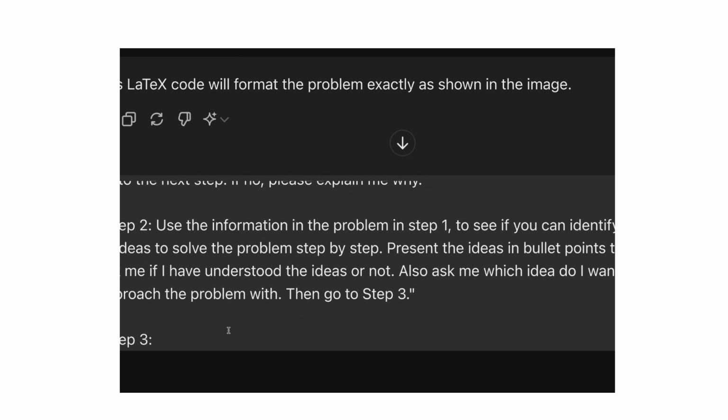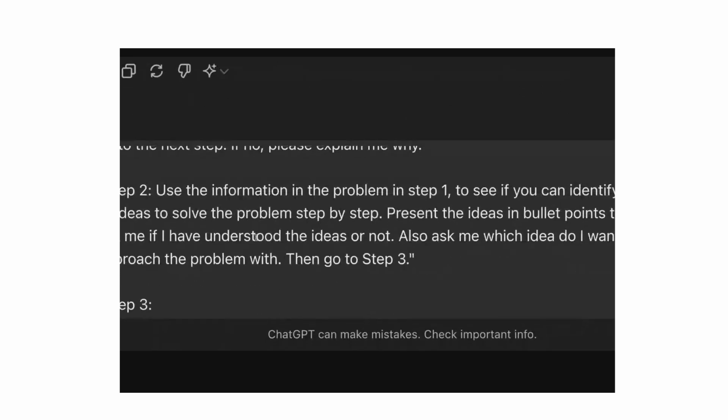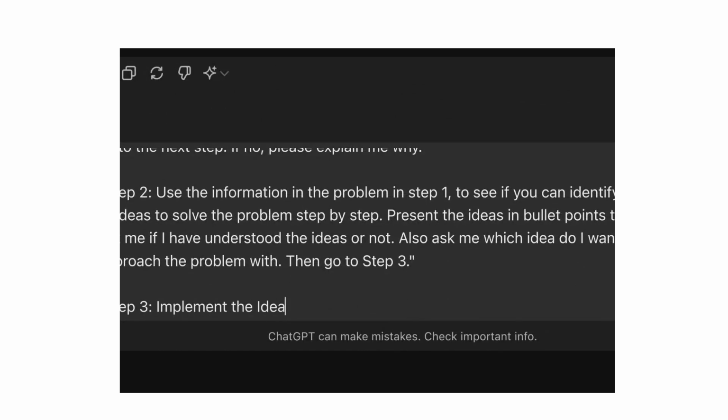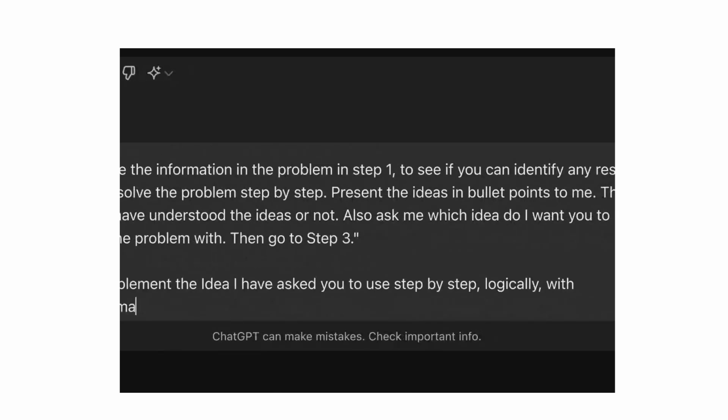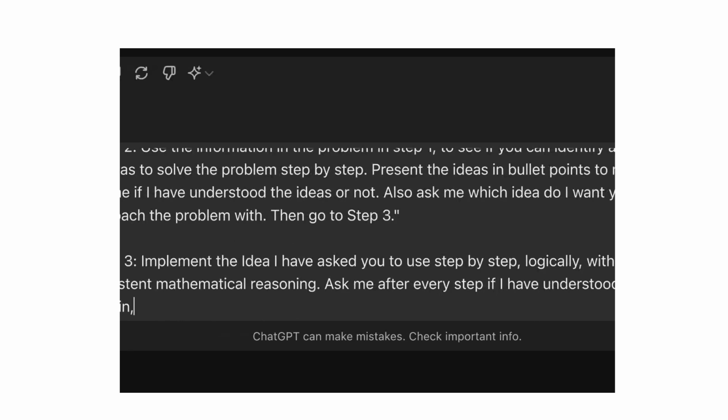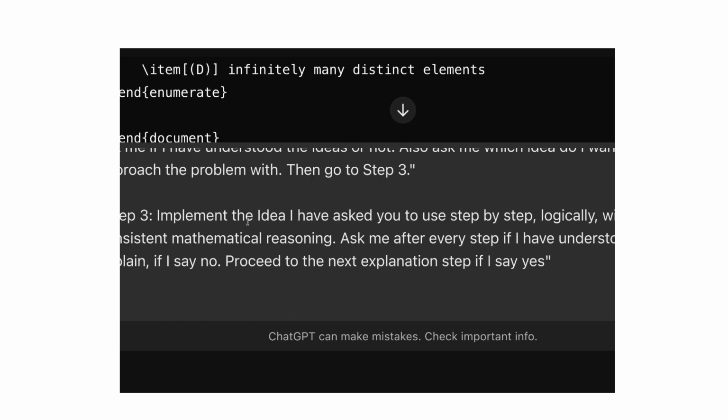Now step 3. Step 3 is very important. Step 3 is implement the idea I have asked you to use step by step, logically, with consistent mathematical reasoning. These are all prompts in themselves, okay? So ask me after every step if I have understood or not. Explain if I say no. Proceed to the next explanation step if I say yes. Okay, so let's see.